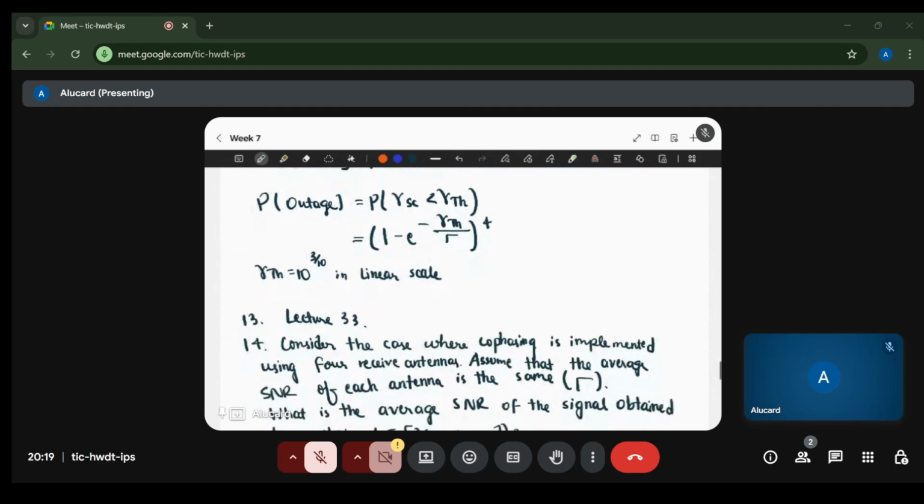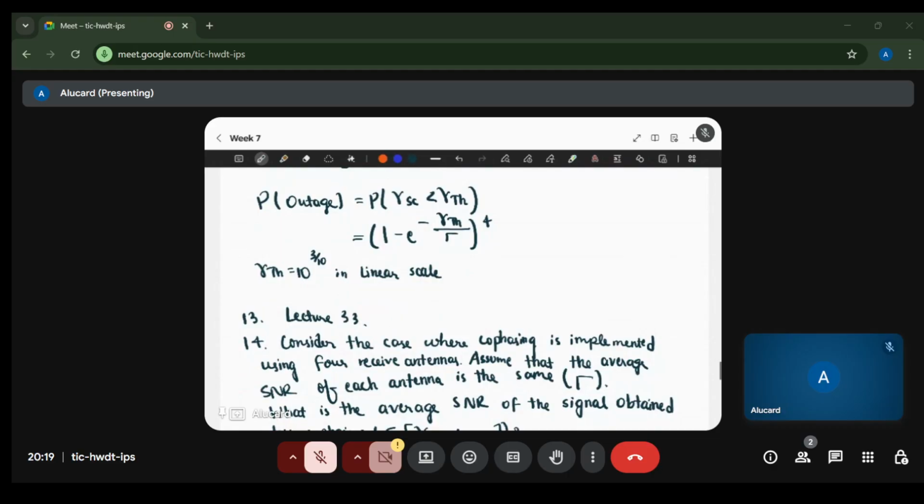And question 13, it's a simple question that you can answer yourself. You can refer to lecture 33. That's where you'll find the explanation and the concept needed to answer this question.